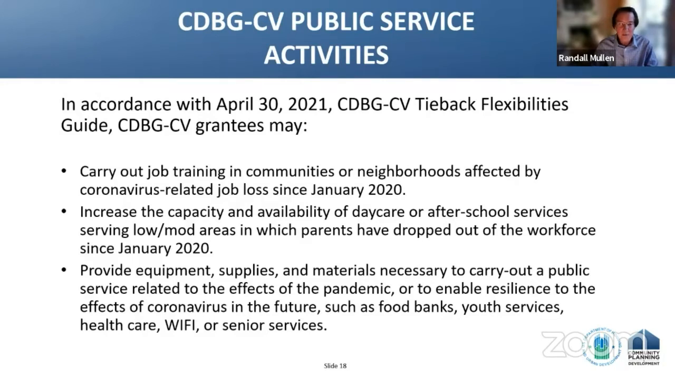The second example in the guide refers to increasing the capacity of, say, support services such as daycare and after-school services, where parents have maybe dropped out of the workforce and need to get back into the workforce, or providing equipment, supplies, and materials, as I mentioned before, but to carry out services not only related to the immediate effects of the pandemic, but to enable a recovery that bounces back and makes stronger the ability of a community to withstand any future events such as this health crisis or other kinds of major disasters that would impact the delivery of food and other support services, such as those related to healthcare, support for youth, communication through the internet, and then a safety net for those who are senior citizens. Next slide, please.